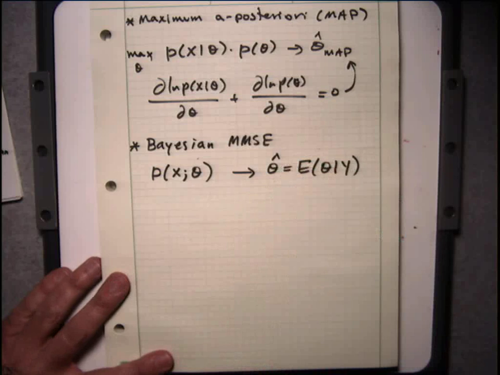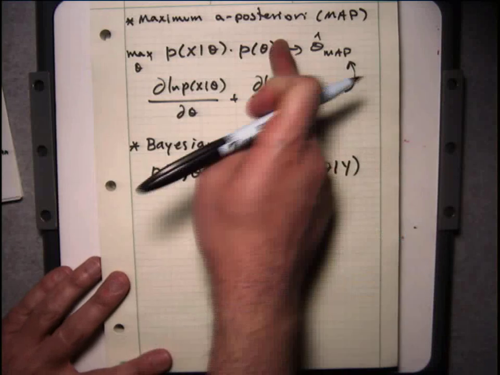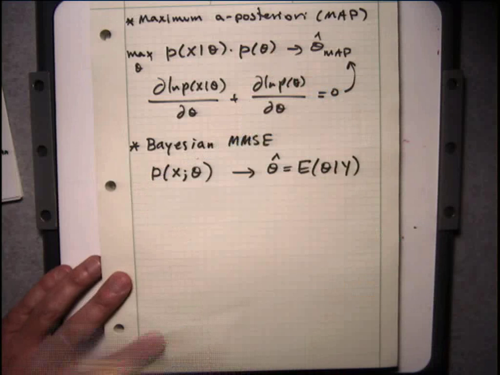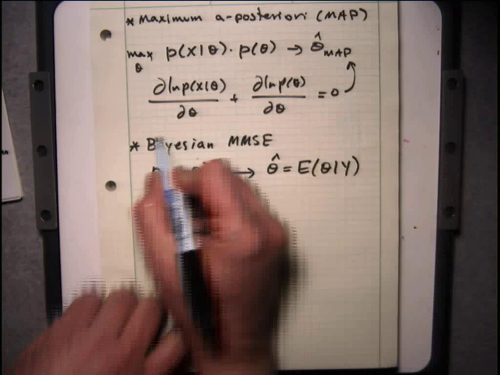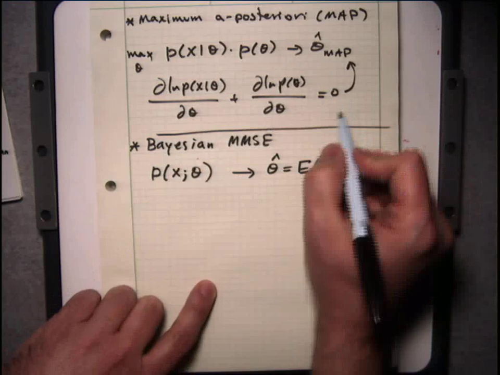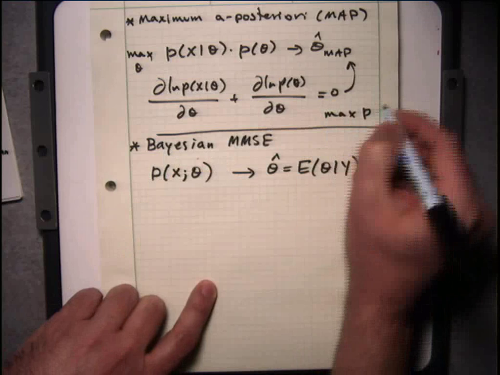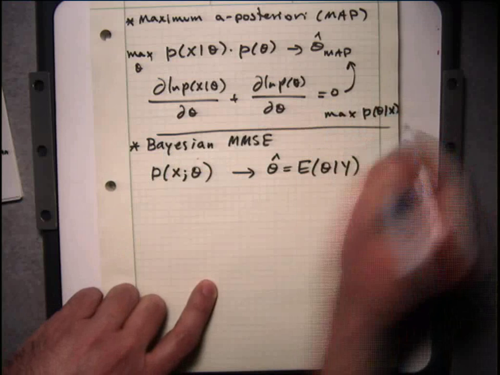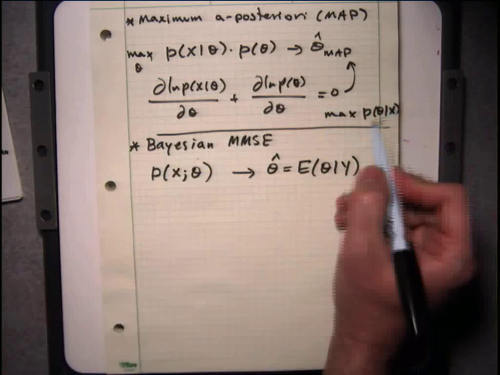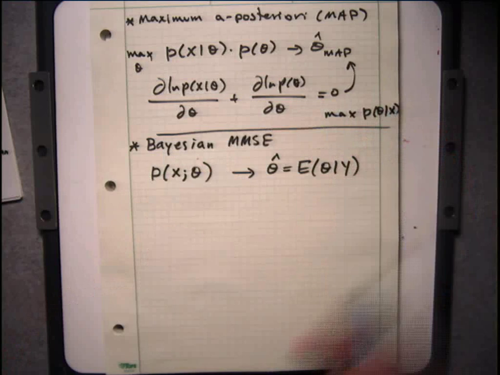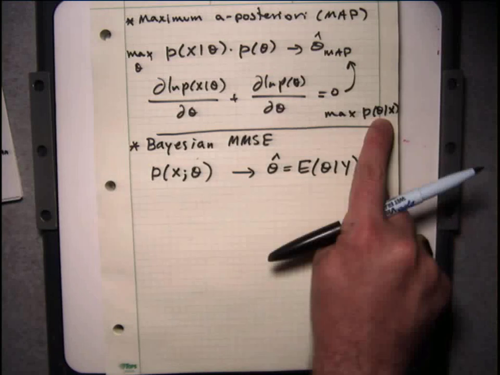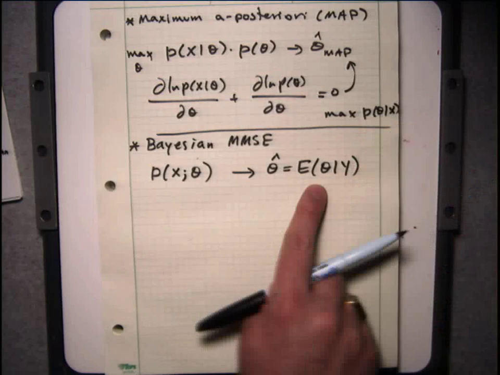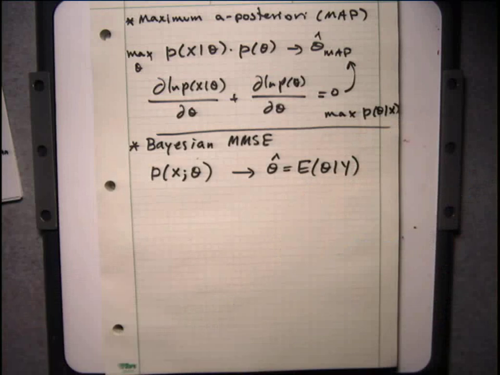Okay? Now, how is this different than this framework? The idea here was, remember, this formulation could also be written as maximizing P of theta given x, right? So the difference between these two is that in this case, you're looking at the maximum of the posterior distribution. This is the posterior distribution of theta given the data. Whereas here, you're looking at the mean of the posterior distribution.